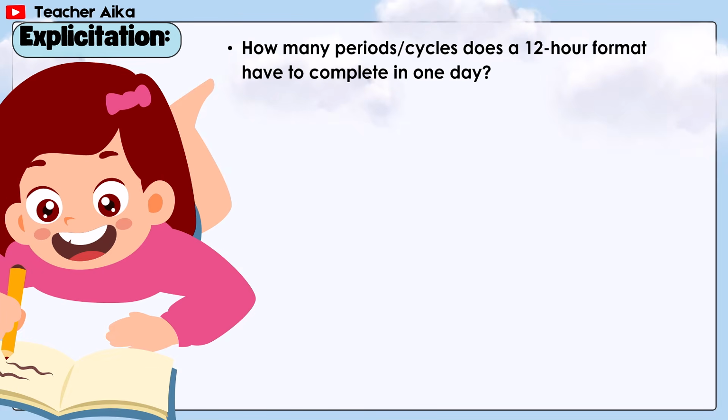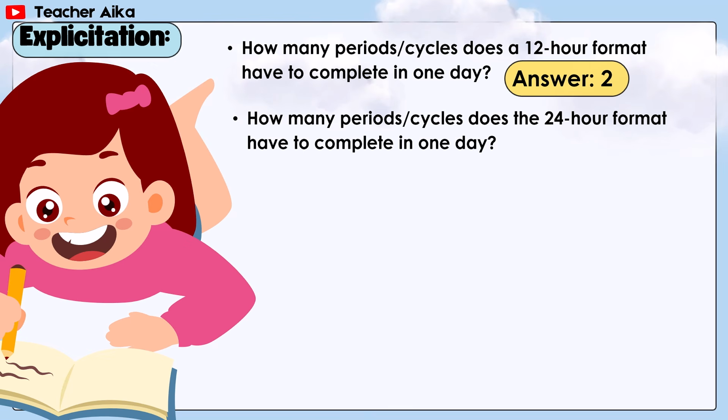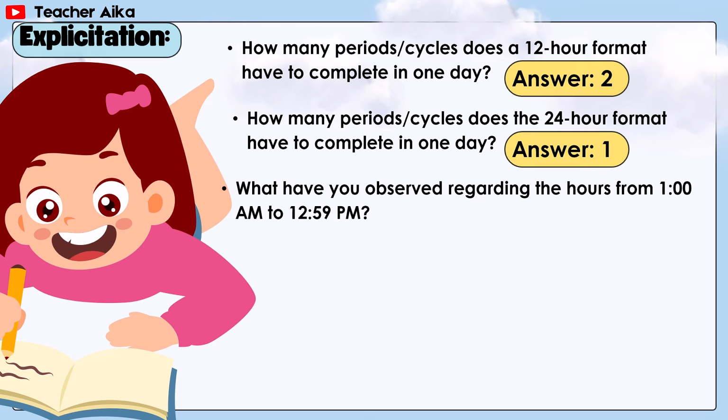Now, let us answer the following questions. First, how many periods or cycles does a 12-hour format have to complete in one day? The answer: 2. Second, how many periods or cycles does the 24-hour format have to complete in one day? The answer: 1. Third, what have you observed regarding the hours from 1 o'clock a.m. to 12:59 p.m.?